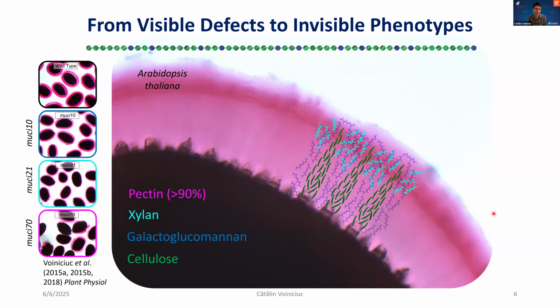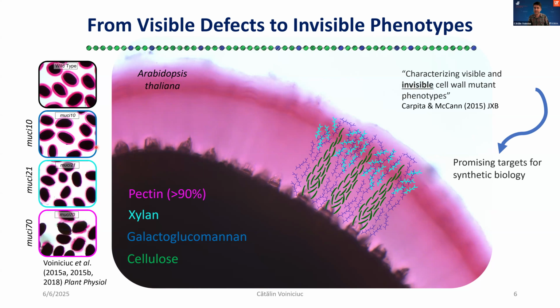Now, some of the mutants had very obvious phenotypes, like shown in these images. But more recently, we've identified classes of mutants which were anticipated based on the work of other researchers, like Nick Carpita, a pioneer in cell wall biology, that actually have invisible phenotypes. That means a mutant may look like the wild type, but in terms of biochemical composition, those lines could have significant changes. And those could be promising targets for synthetic biology because it means you may be able to fine-tune the composition of a particular cell wall without leading to growth defects or some other penalty.